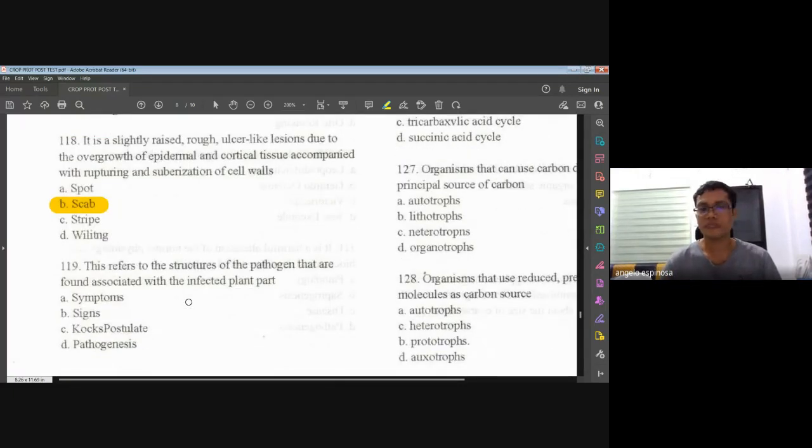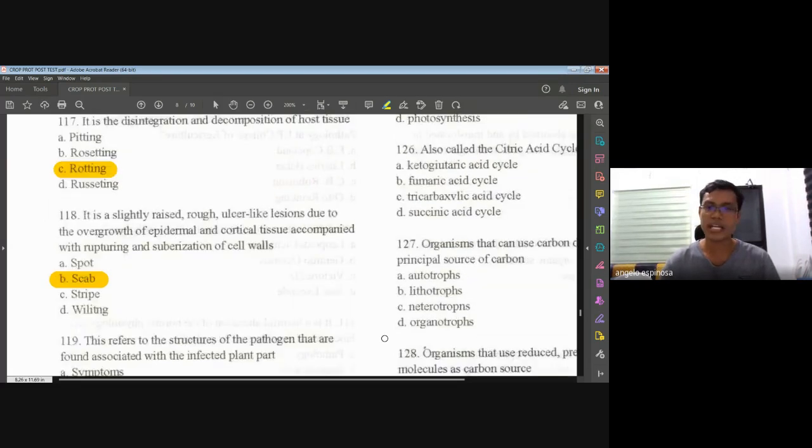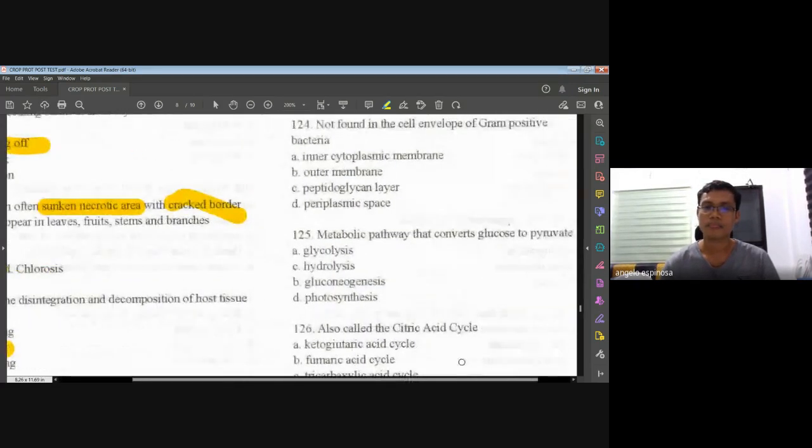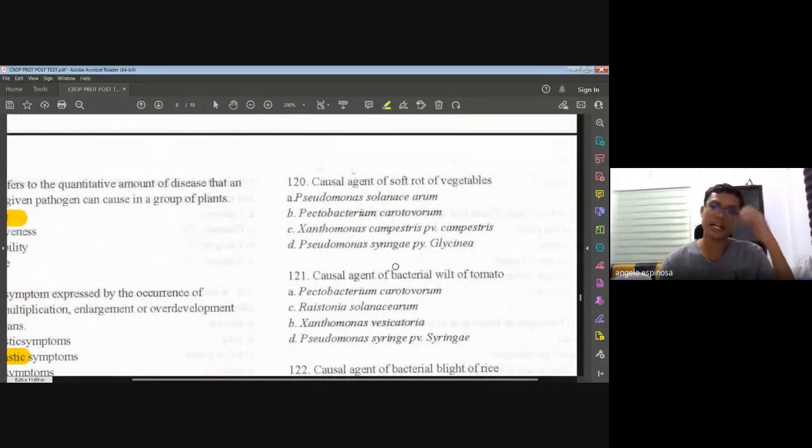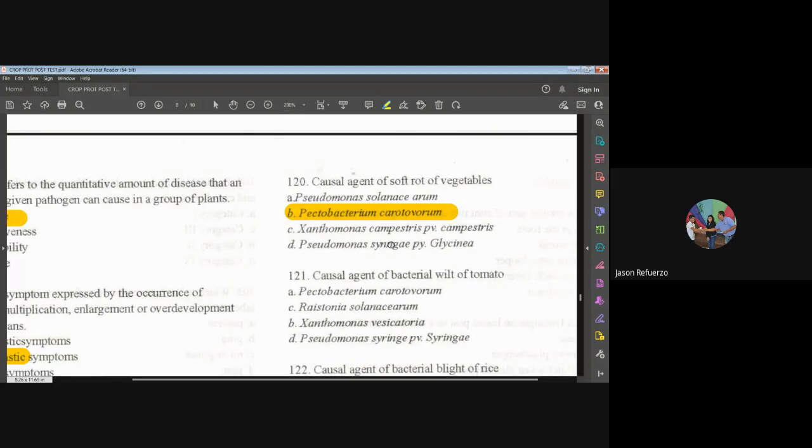119, this refers to the structures of the plant pathogen that are found associated with the infected plant part. The correct answer is letter B. Initially pa lang kasi yan siya. Pathogens that are found associated with the infected plant part. Okay? 120. Causal agent of soft rot of vegetables. The correct answer is letter B. Pectobacterium carotovorum.